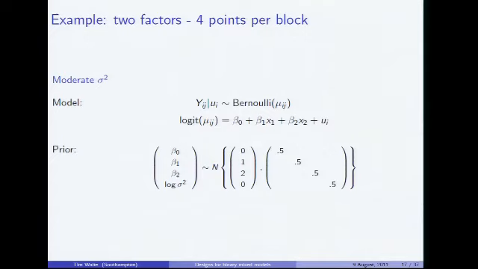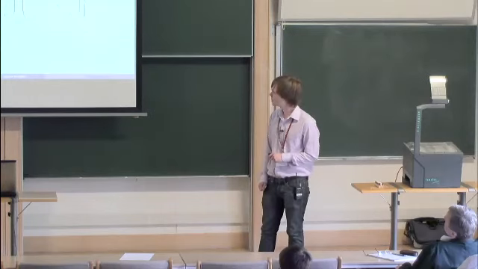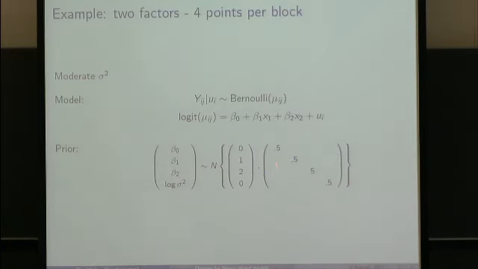Okay, so for our first example, we're going to look at a logistic random intercept model with 2 factors and 4 points per block. We have this kind of prior on the model parameters. So we've got normal priors on the beta parameters and a log normal prior on the sigma squared parameter. We've got these kind of middling values of the actual means of that, and we use a common variance of 0.5 on all the normal distributions.